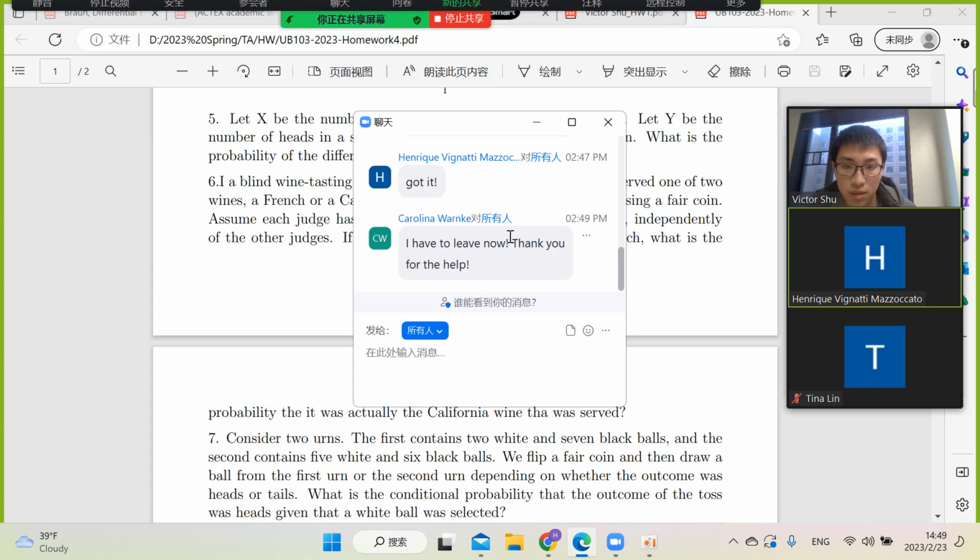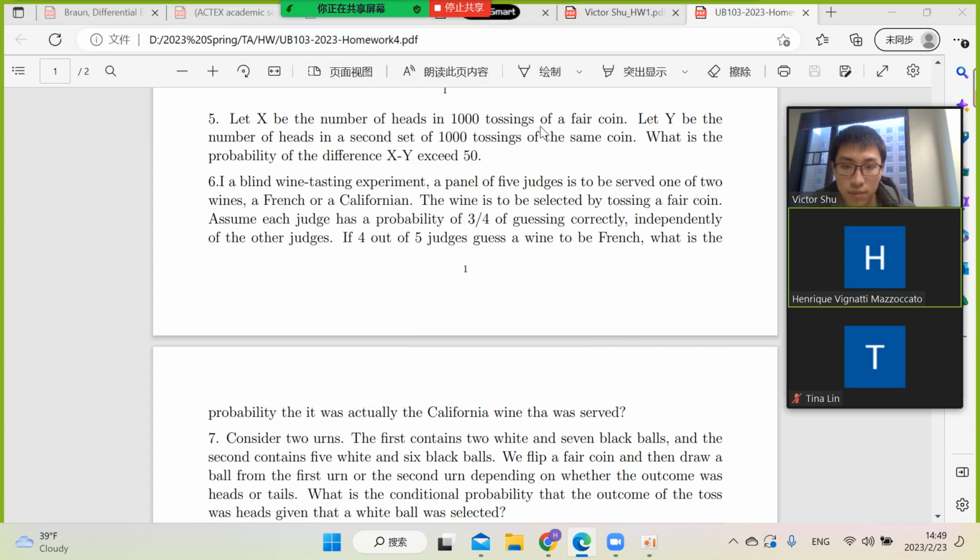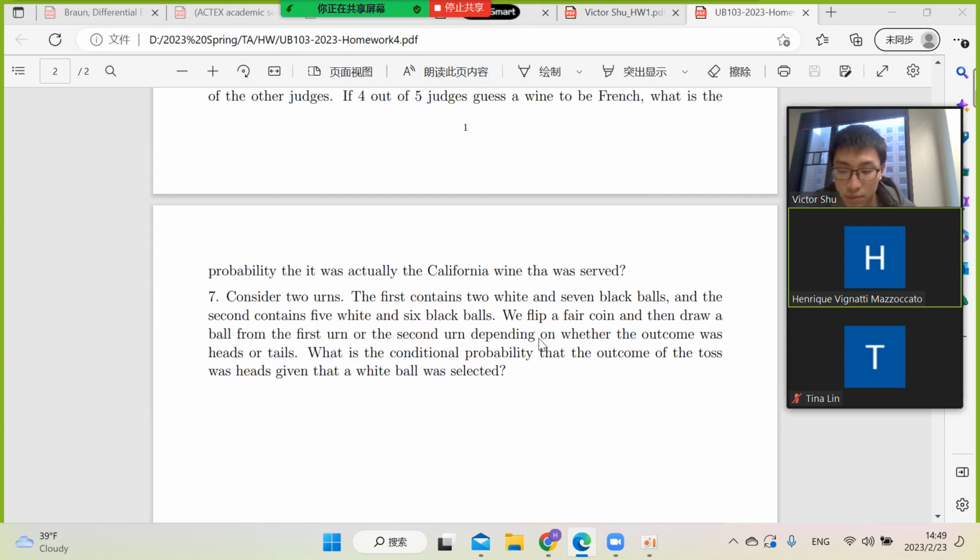Oh, okay, got it. And for seven, is it okay if I sum up the chances of white balls and black balls appearing, or do I just add up all the total balls?